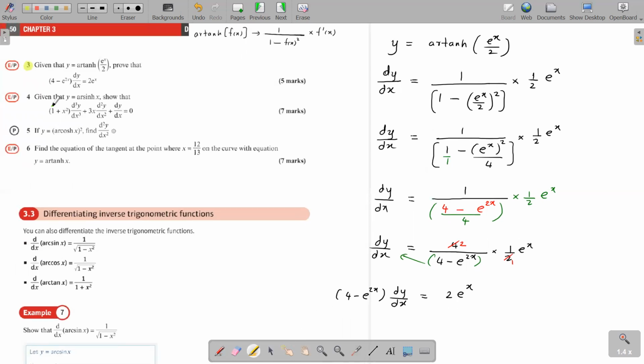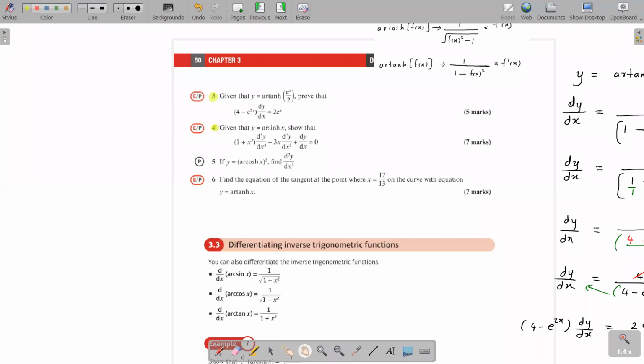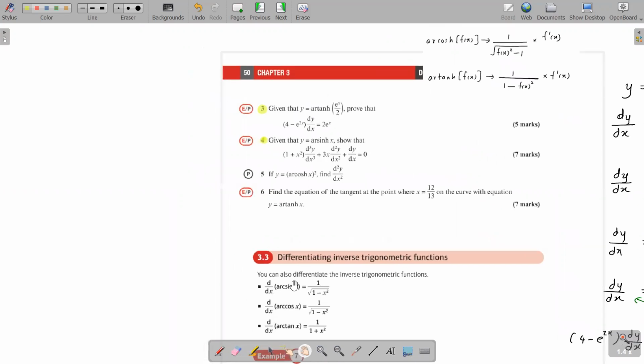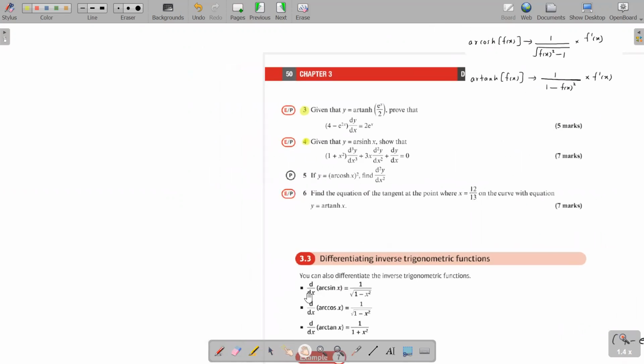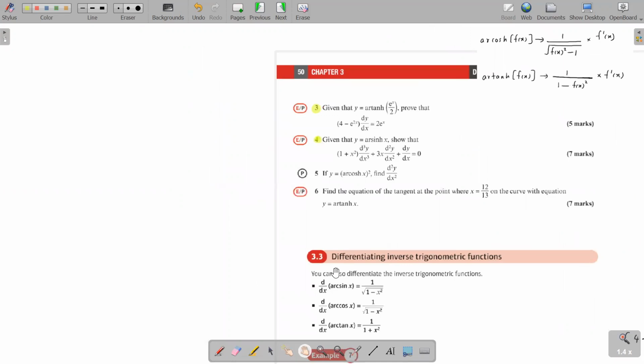Okay, let's try the fourth one as well. Let's quickly try the fourth one. Question number 4, given that y equals sinh inverse of x, show that 1 plus x squared d cube y by dx cube plus 3x d square y by dx square plus dy by dx equals 0. Basically, you differentiate thrice, right? Because we have d cube. Shall we try? So y equals sinh inverse of x. Let's differentiate dy by dx. What is the differentiation of sinh inverse of x?